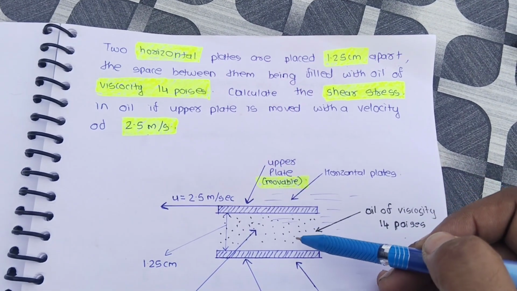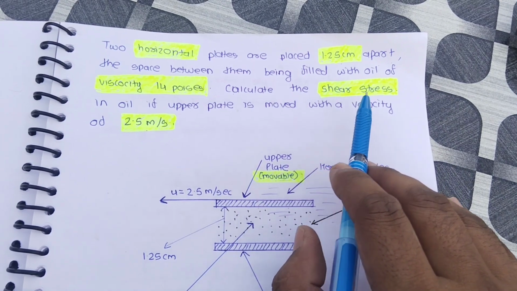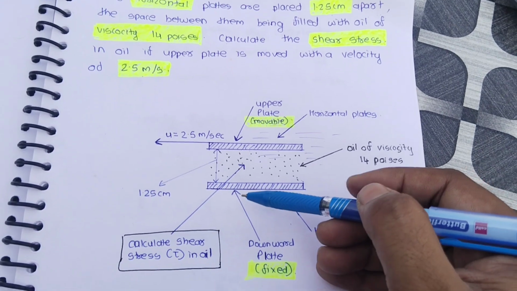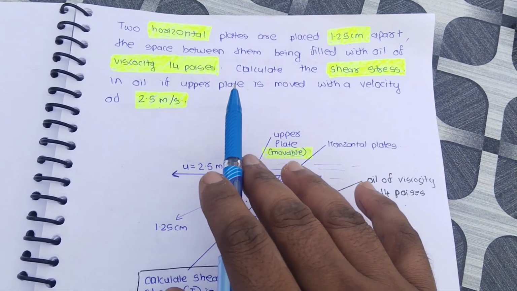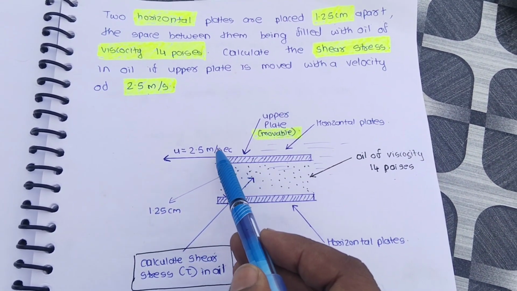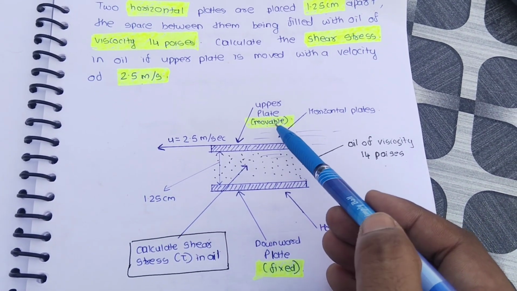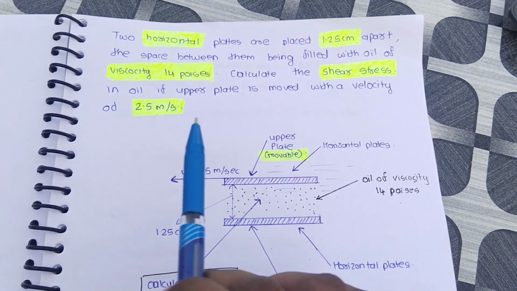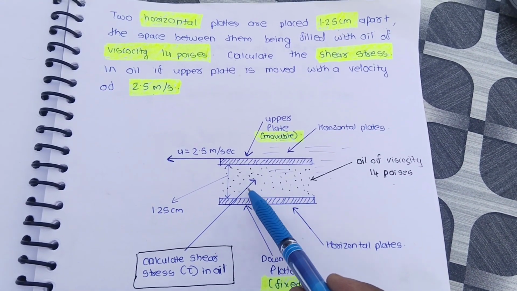So oil is filled between the two plates, of 14 poise. Calculate the shear stress in oil if the upper plate is moved with a velocity of 2.5 meter per second. So we have to calculate the shear stress in oil if the upper plate is moved with a velocity of 2.5 meter per second. This top plate is moving with a velocity of 2.5 meter per second, and this one I have written here is a movable plate and this is a fixed plate. In the question we have to only find the shear stress in oil.